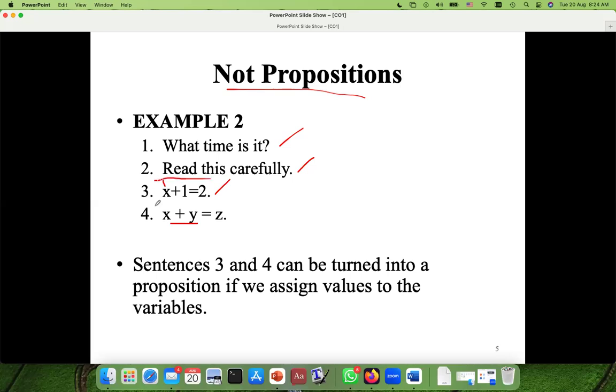But here, this special case: if you know the values of x, y, and z, then you would be in a position to tell whether it is true or false. Then these statements would become propositions. Now this is a new concept, that you can make something a proposition if you have the values of those variables. Okay. So, but it's easy. It's easy. So the starting is easy.